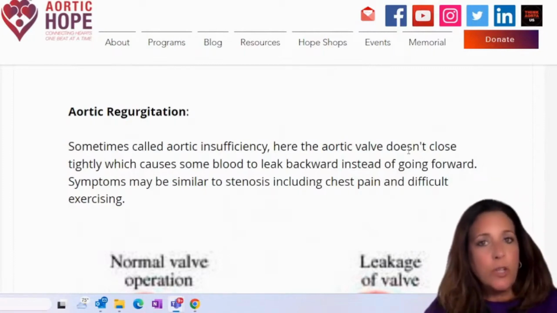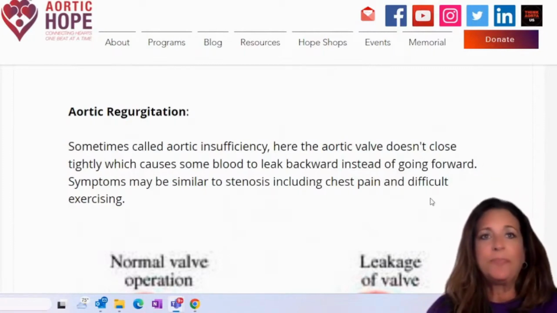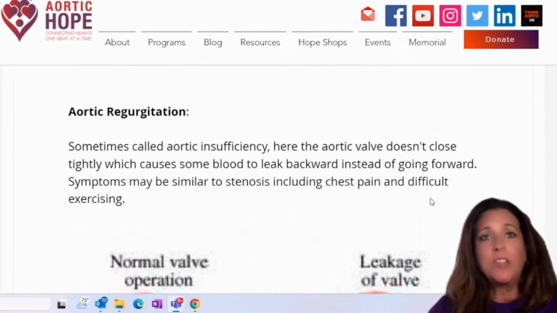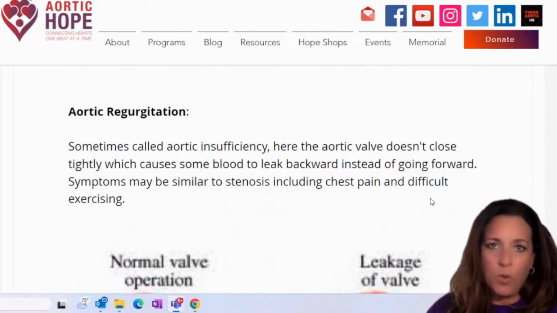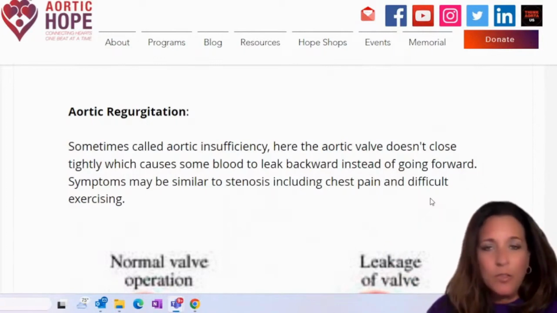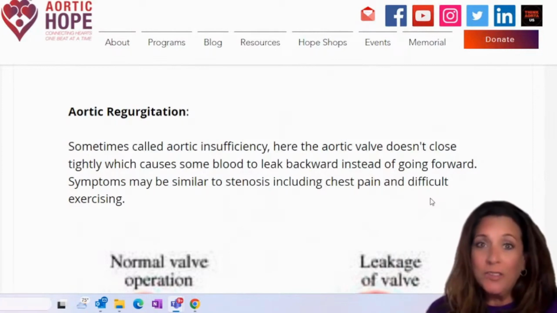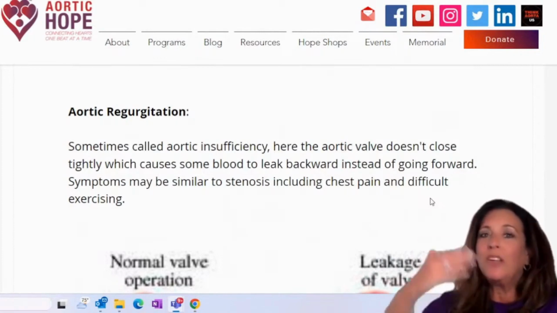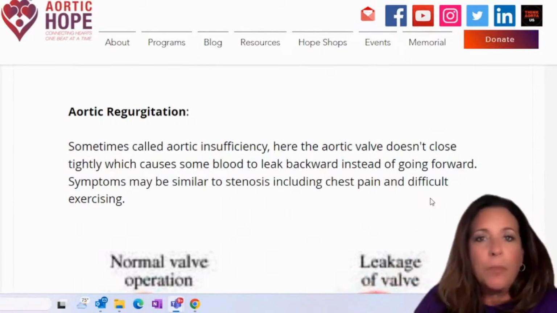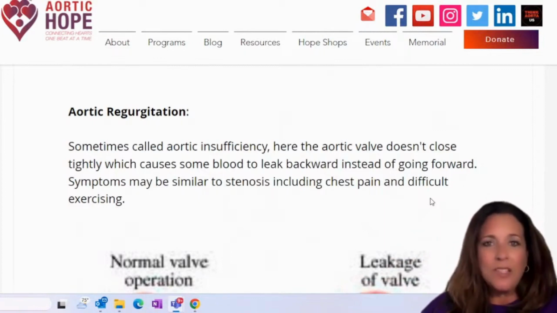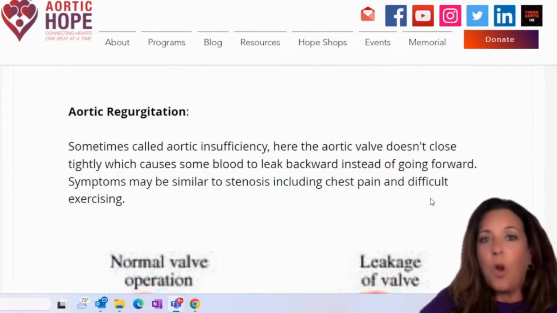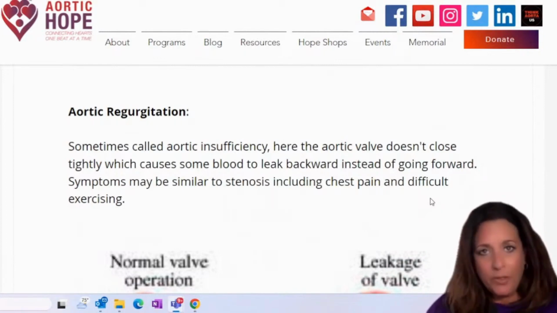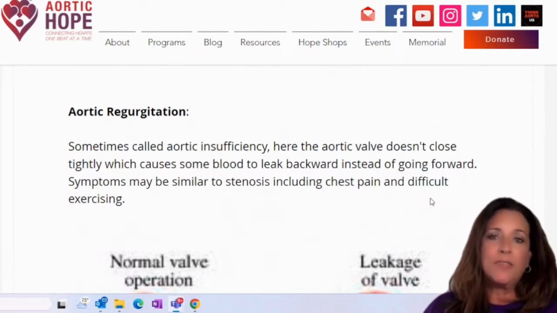Again, aortic regurgitation, sometimes called insufficiency, is when the aortic valve doesn't close tightly, which causes some of the blood to leak backwards instead of going forward. That's regurgitating. If you think about GERD, gastric regurgitation, sometimes you ate a really big meal, and instead of it working its way through the intestine, it comes back up your throat. It's basically the same concept. You're going to have some blood flow going back into the heart instead of being able to go forward through the body. Symptoms can be similar to those of stenosis, including chest pain and difficulty exercising.